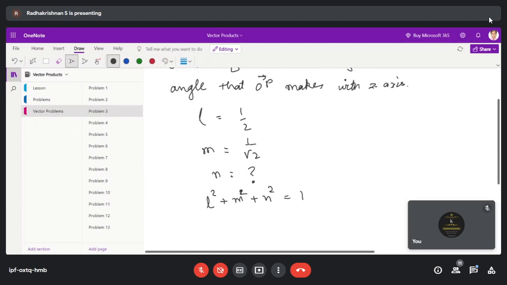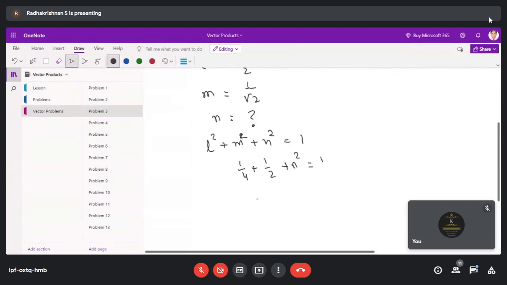So you use it to find out the value of N. One by 4. Yeah, 1 by 4. So N square equals 1 by 4. N equals 1 by 2. Plus or minus.